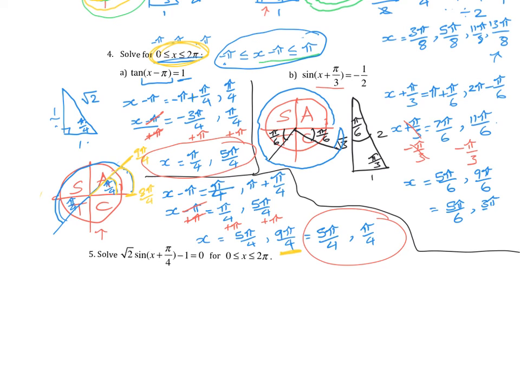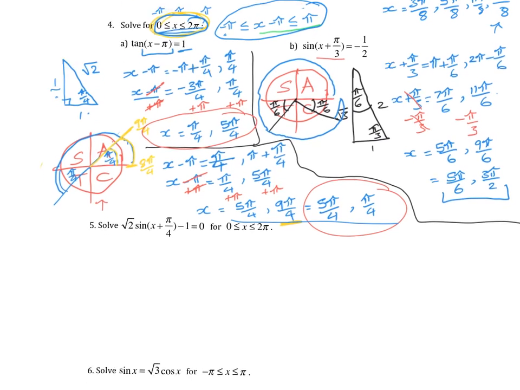Now take a minute. Are both of those answers in our original domain of 0 to 2 pi? Yes, they are. Both of those are less than 2 pi. So you don't need to make any adjustments like we did in the previous question. Okay, so we can stop there. That's all good. All right, so now for question 5.